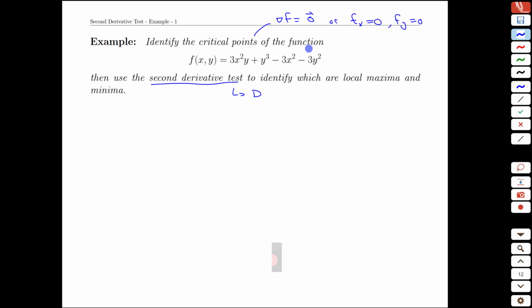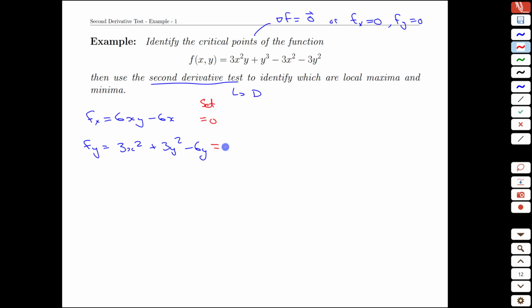The first step then is identifying what the derivatives are. So we do a scan down here, and we find the x derivative here would be 6xy minus 6x. The y partial derivative would be 3x squared plus 3y squared minus 6y. And then we set those equal to 0 to find the critical points.